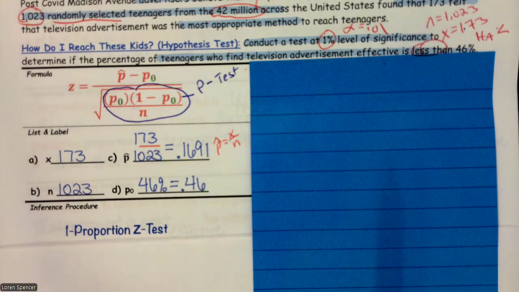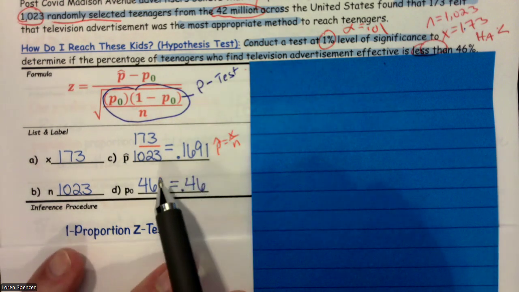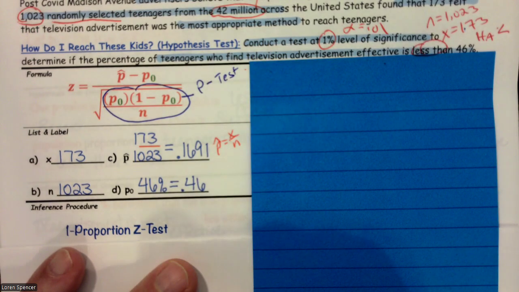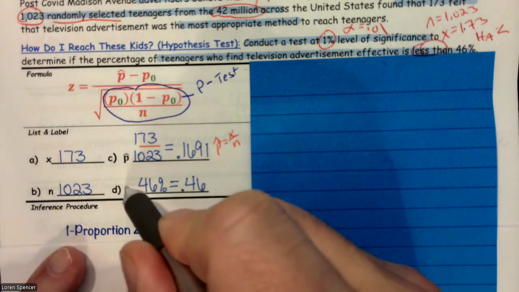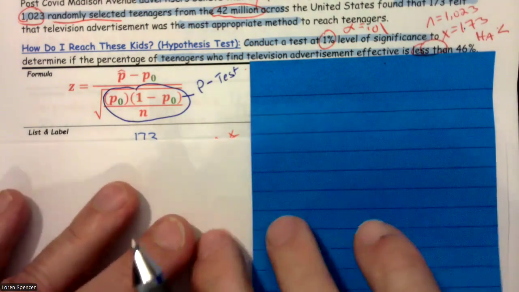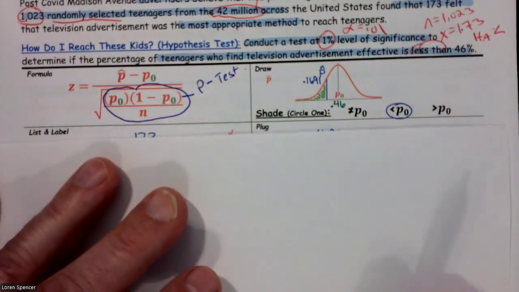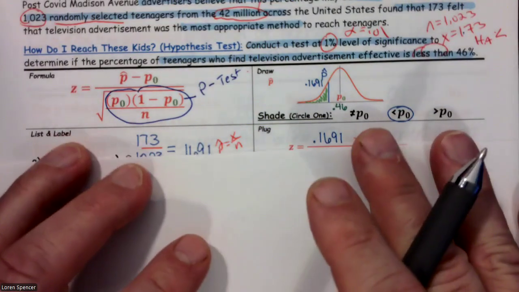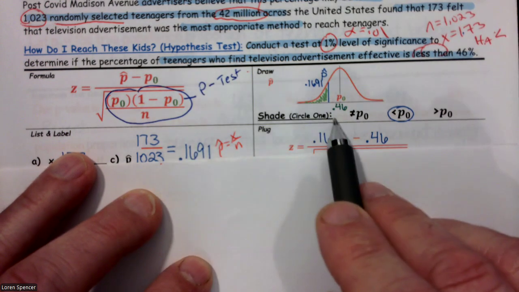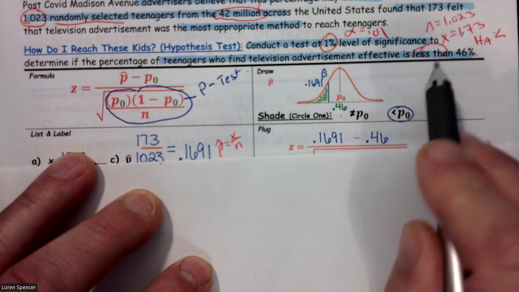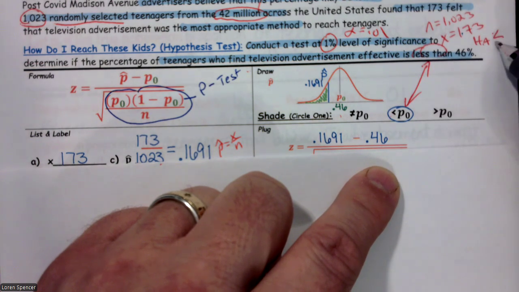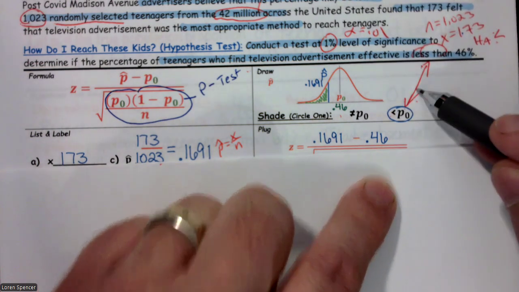All right. When we go to draw this, we always have to keep in mind that if we're working with a hypothesis test, we're going to be centered on p. So we're going to be centered on that 46%. So our drawing needs to be centered on 46%, which it is. And when we did 173 divided by 1,023, we got a p hat of 0.1691. So we're centered here. And we set up here that this is a less than. These two things have to correspond. That less than and that less than have to correspond.